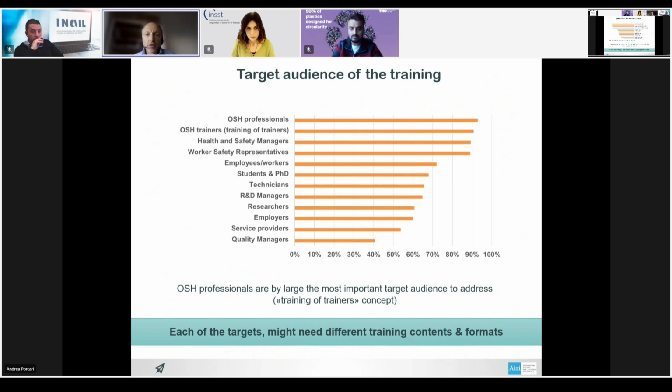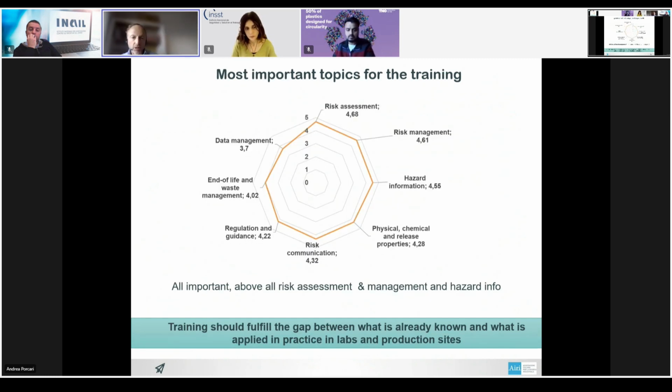When we look at the target audience of the training, overall, health and safety managers, OSH professionals are the first one to target. So the people that are in charge of the training, the trainers, would be something that should be done. So train the people that then will train the workers. Of course, many of our respondents underlined that each of the targets may need different training contents and formats. So the training should be shaped to the needs of a specific target.